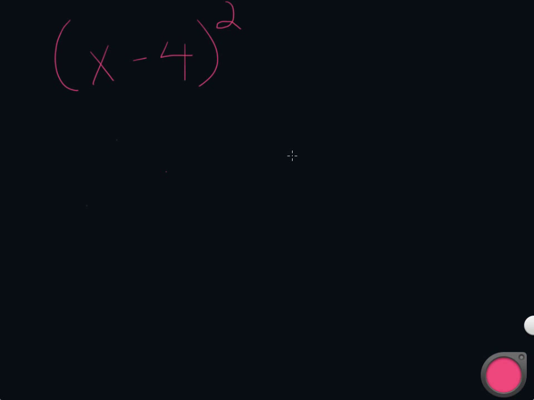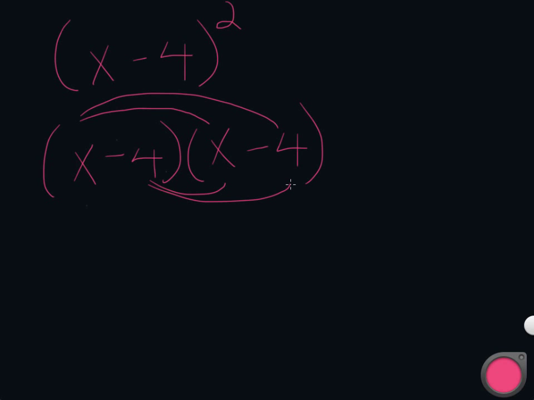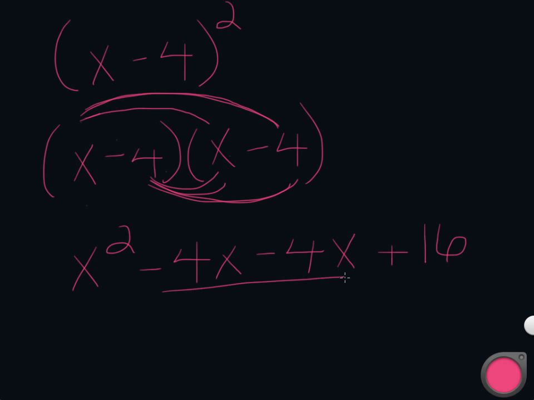So the quantity x minus 4 squared really means the quantity x minus 4 multiplied by the quantity x minus 4. So I'm going to distribute this x through and this negative 4 through, and when I multiply x by x, I get x squared. When I distribute this x to this negative 4, I end up getting negative 4x. Then when I distribute this negative 4 to this x, I get negative 4x. And when I distribute this negative 4 to this negative 4, I get positive 16. So when you combine your like terms, you end up getting x squared minus 8x plus 16.